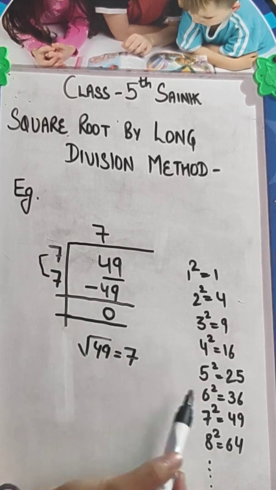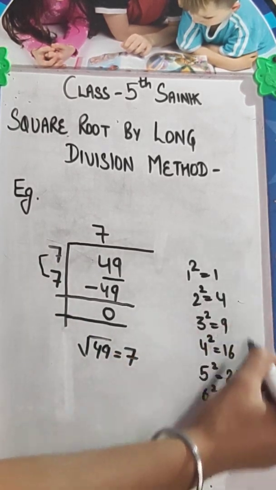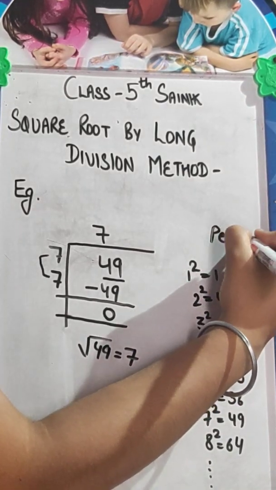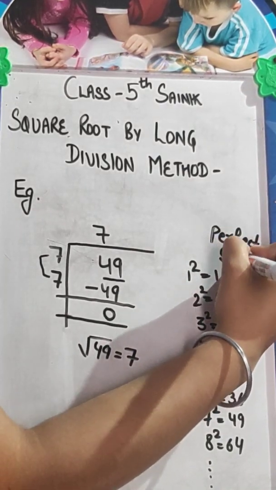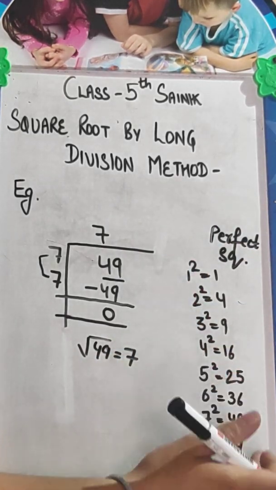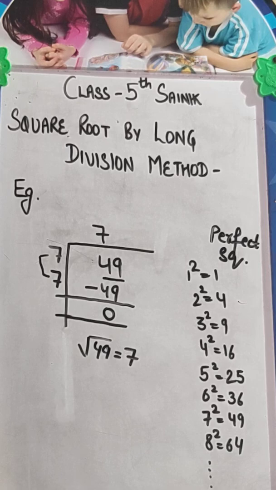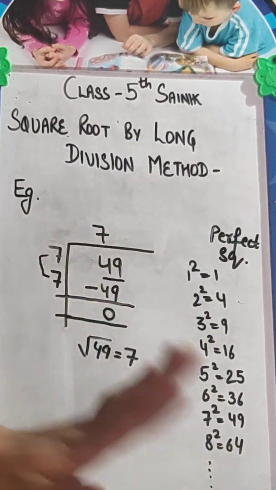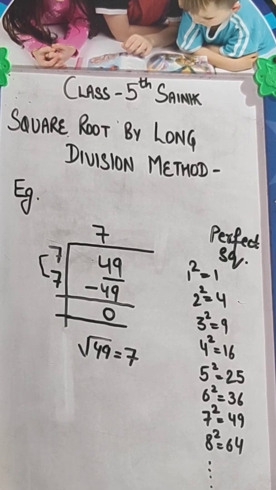As I already told you in my previous video, these numbers are known as perfect squares. These numbers 1, 4, 9, 16, 25, 36, 49, 64 and so on are known as perfect squares. If our remainder is not 0, that number is not a perfect square.